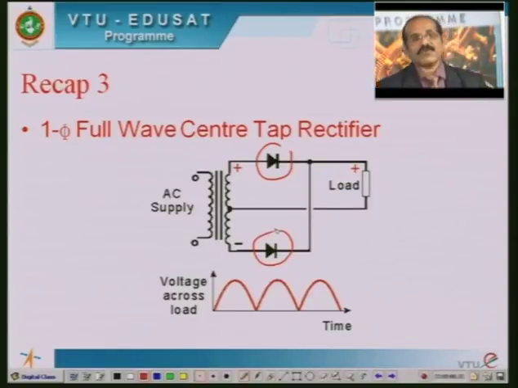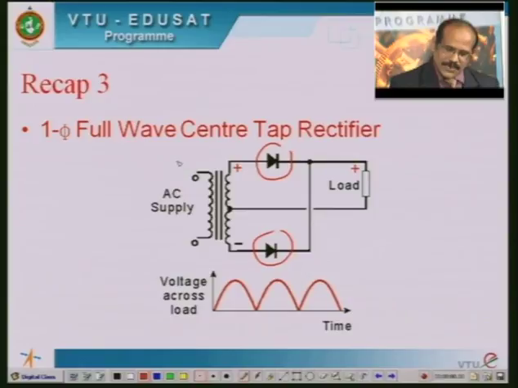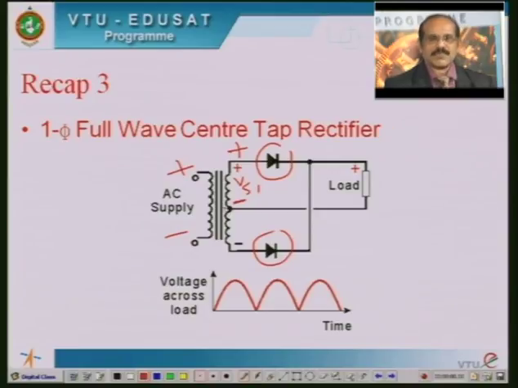During the positive half cycle, if you just have a glance at the working of this full wave center tap rectifier, the primary voltage will be positive with reference to this terminal here. Therefore, correspondingly two secondary voltages are induced. One is called Vs1, having positive potential with reference to the center tap. Similarly, one more secondary voltage is induced, called Vs2, which has negative potential with reference to the center tap.